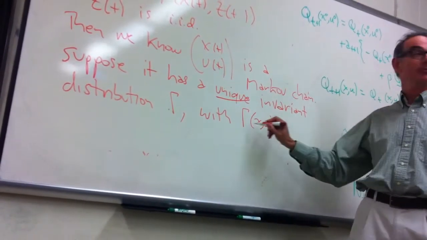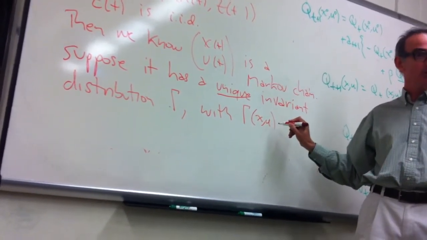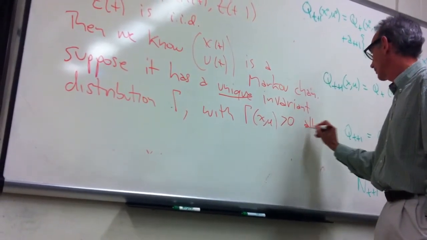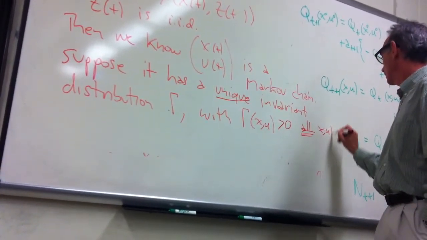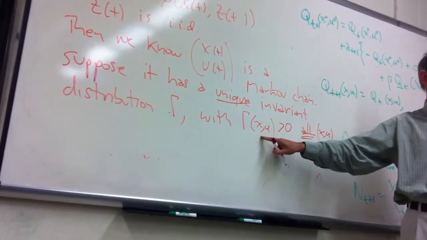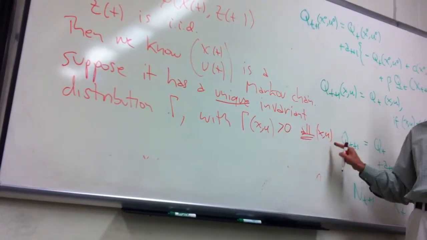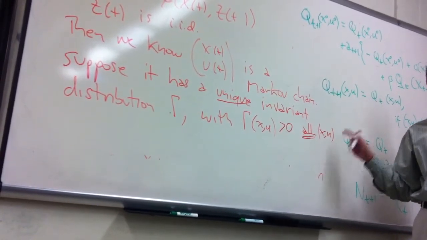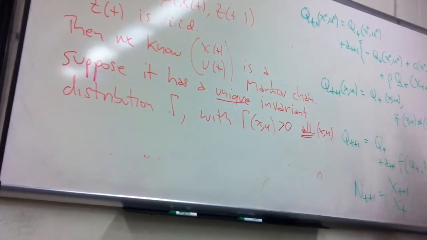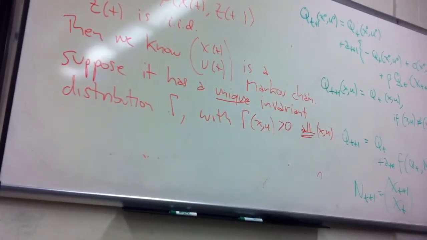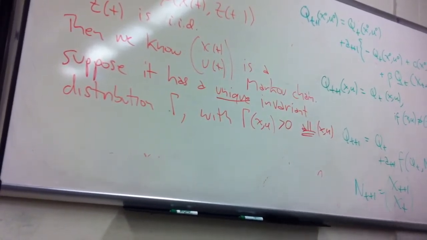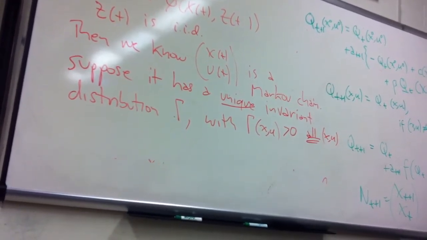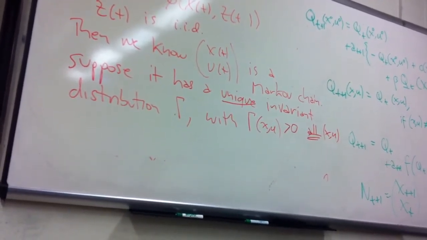And moreover, I explore. So by saying that gamma of x,u is positive for every x and u, it means I reach every possible x and u, so I will see every pair infinitely often. Like in the bandit problem where I had to pull an arm infinitely often, right here, right away, I pull every arm infinitely often. Well then this works.